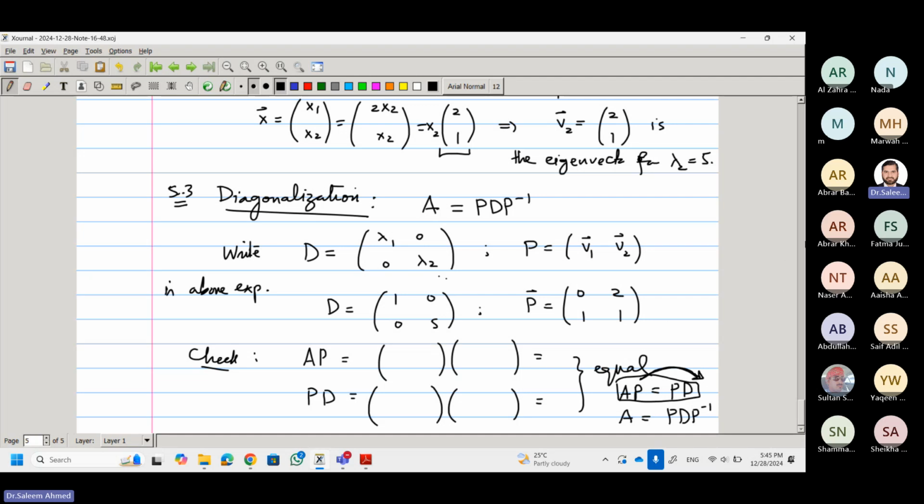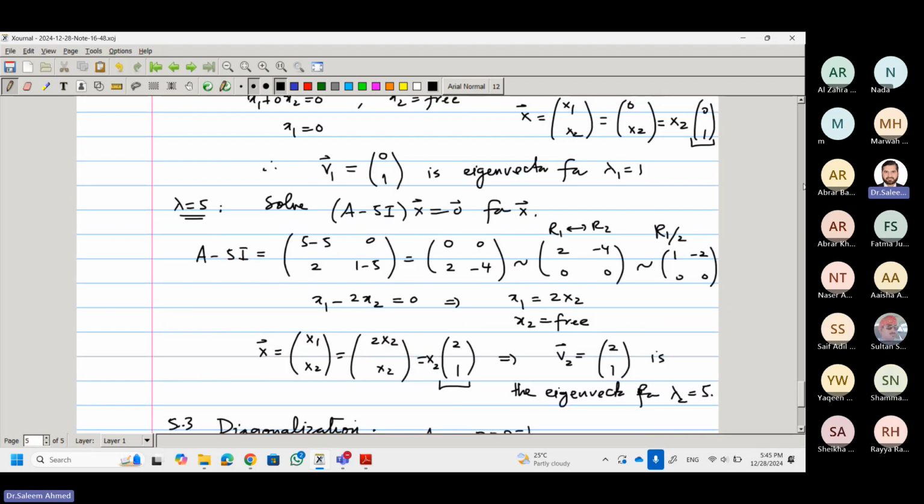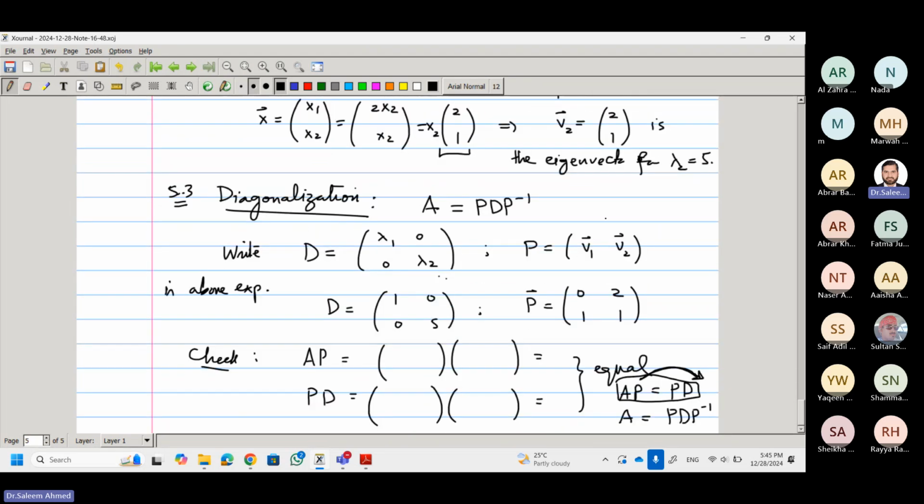Let's say I ask you to find the eigenvalues, you find the eigenvalues 1 and 5, then find the eigenvectors, so you found the eigenvectors for lambda 1 and lambda 5. Now in the third step, if we ask you to write the matrices D and P such that A is equal to PDP inverse, just in one step you will write D and P. And if you want to check, of course, you can check if they are equal. It means everything that you have done above is correct. So this is the only thing in chapter 5 that can be asked.